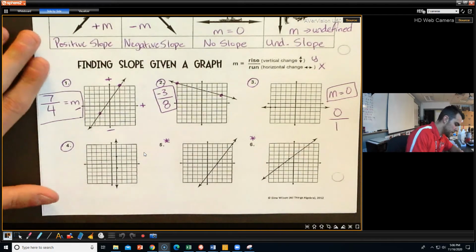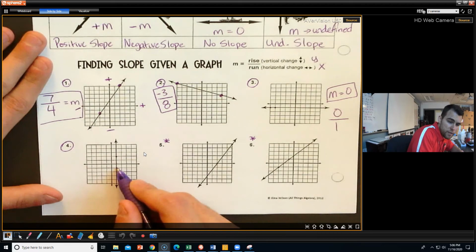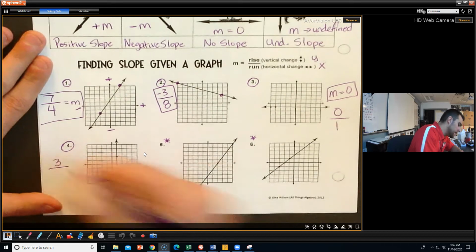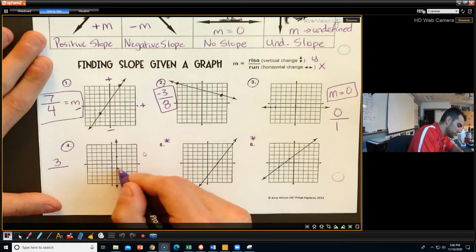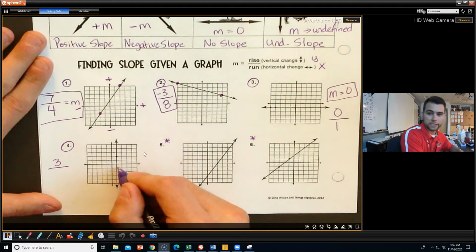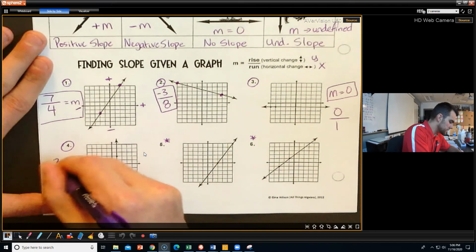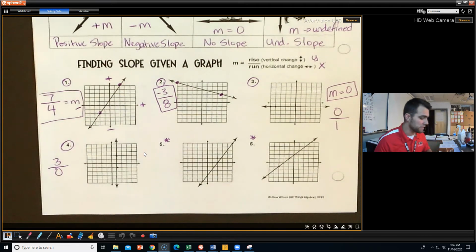Number 4. Let's do the rise over run for that. So I'm going to start at this point. I'm going to rise 1, 2, 3. All right, there's my rise. And my run, I guess I'm not going to run at all. So I guess that's 0. We have 3 divided by 0.